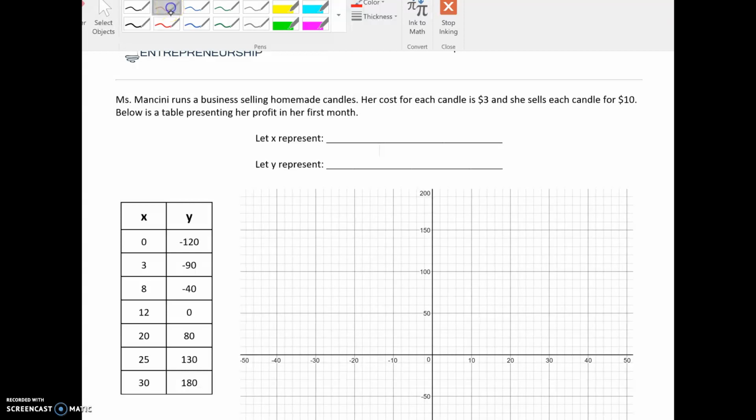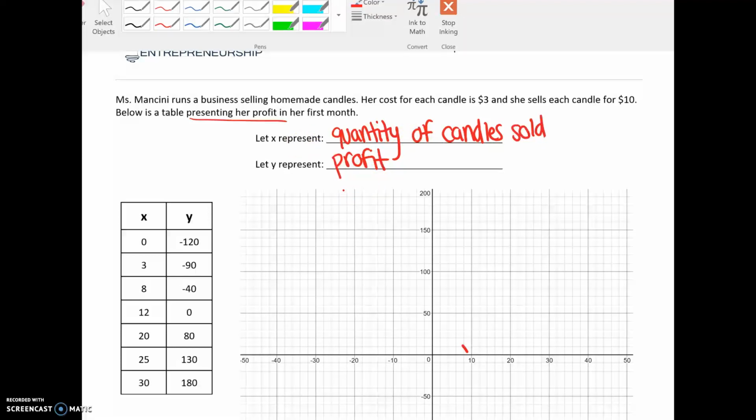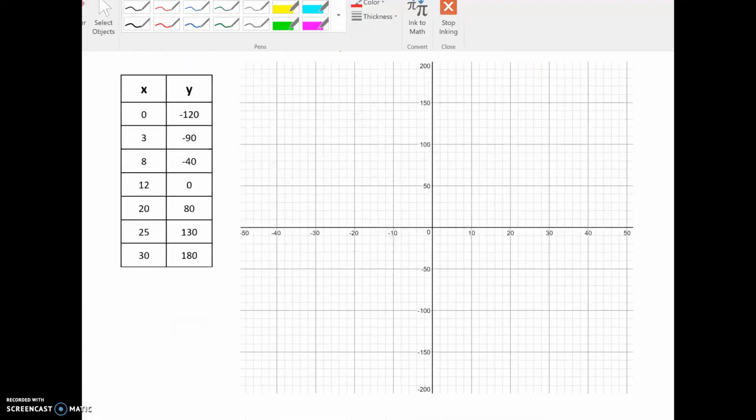Okay, so in this scenario, we have two variables. We have x and y, so we can plot them on a coordinate plane. For this context, we're going to call x the quantity of candles sold, quantity being the keyword. So how many did she sell? And y is going to represent her profit. So x is a quantity of sold candles, and y is profit, which makes y money. We're talking money. Let's go ahead and learn how to plot this on a coordinate plane.